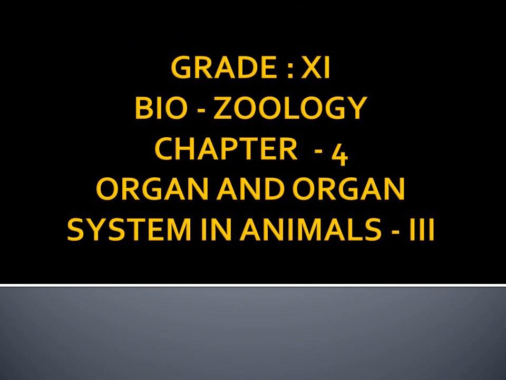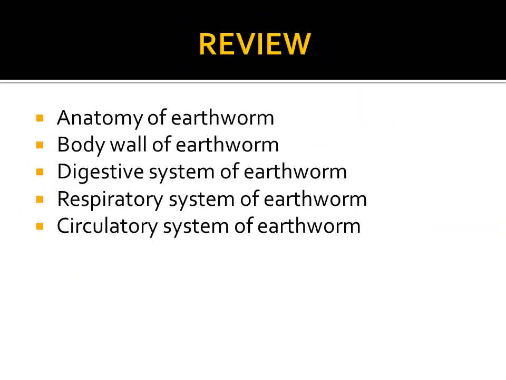We are discussing chapter 4, organ and organ system in animals. In the previous sessions, we started to discuss the earthworm, its general features and especially its anatomy. As per that, we discussed the body wall of the earthworm and the digestive system, respiratory system, as well as the circulatory system of the earthworm.